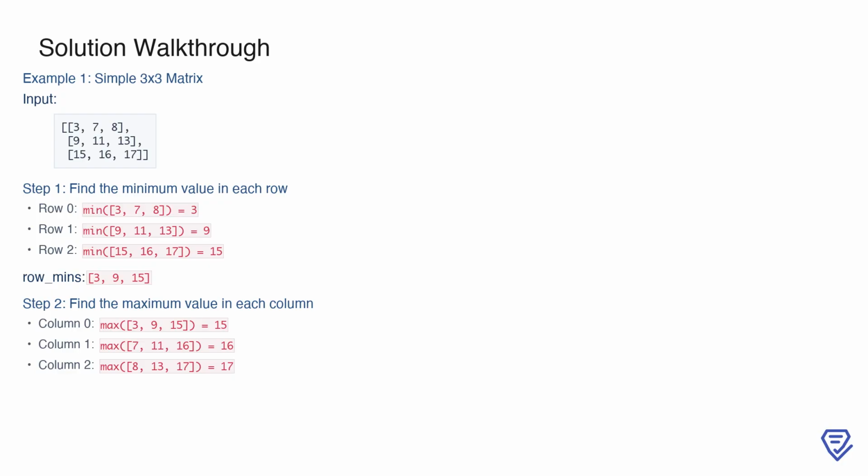To solve the problem, we begin with a simple 3x3 matrix. The first step is to find the minimum value in each row. Looking at row 0, the minimum value among 3, 7, 8 is 3. For row 1, the minimum value in 9, 11, 13 is 9. Lastly, for row 2, the smallest value in 15, 16, 17 is 15. This gives us the row minimums as 3, 9, 15.